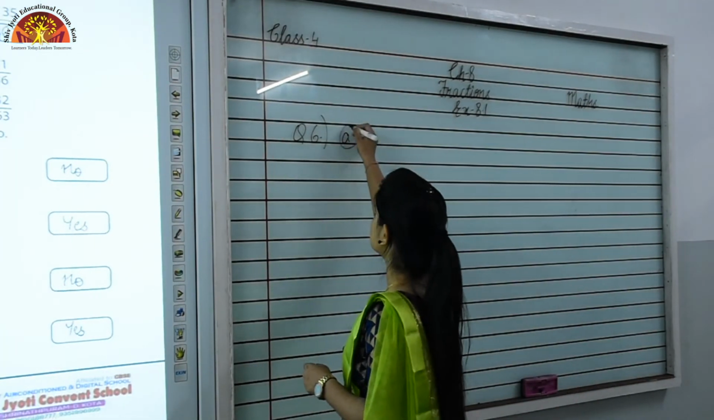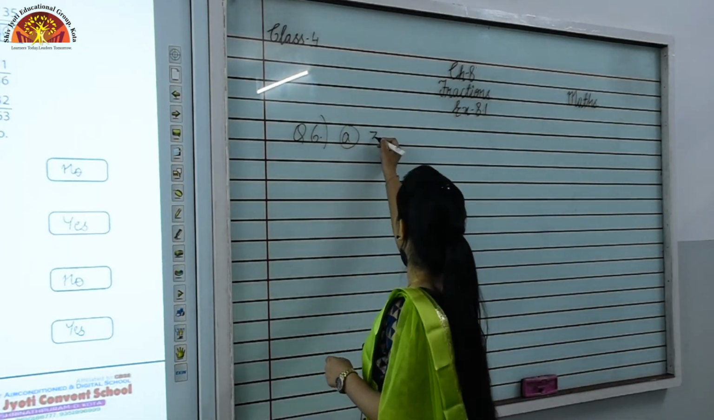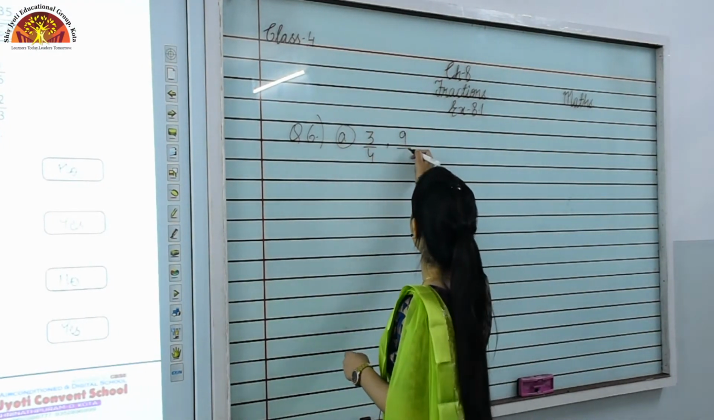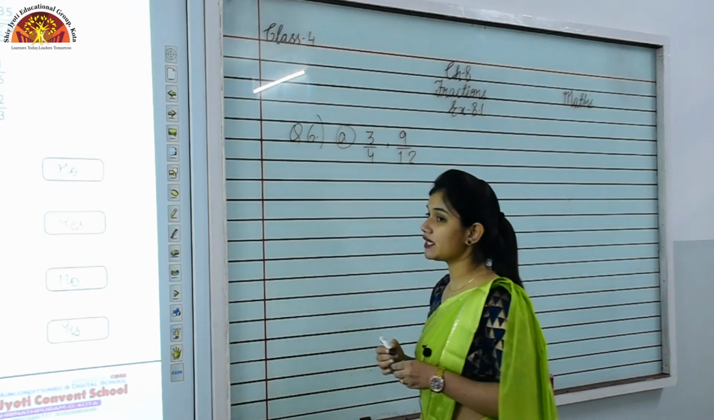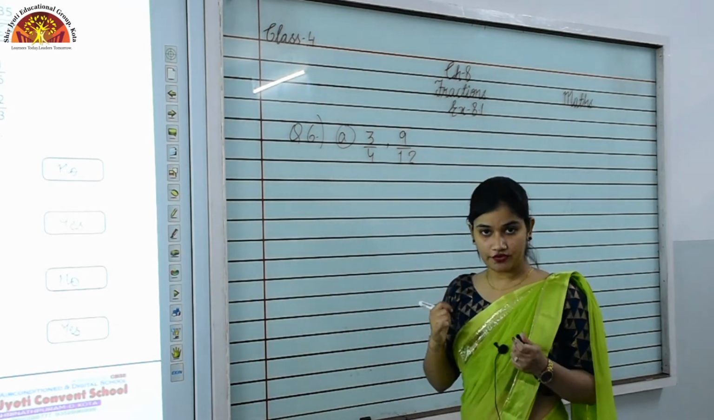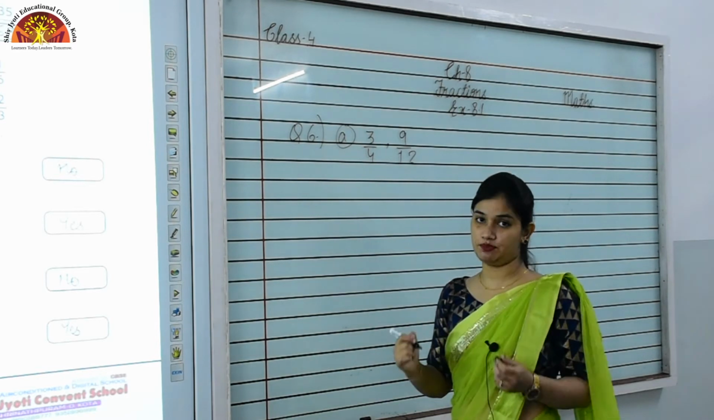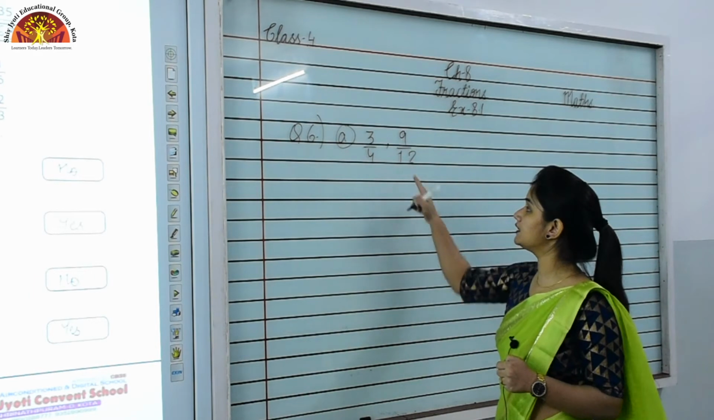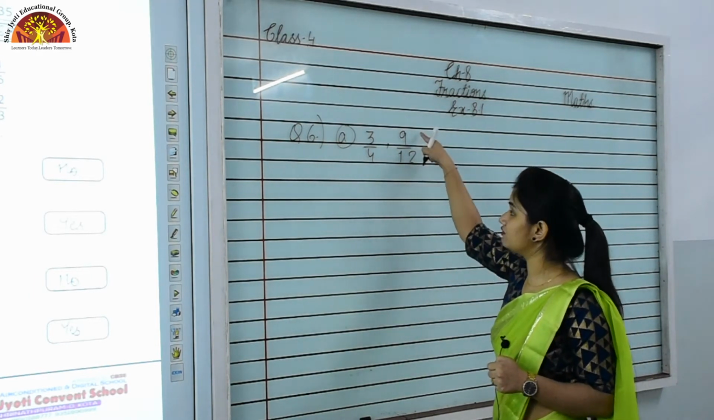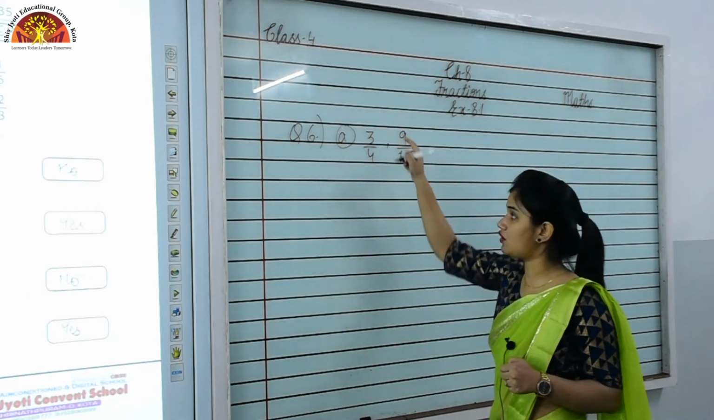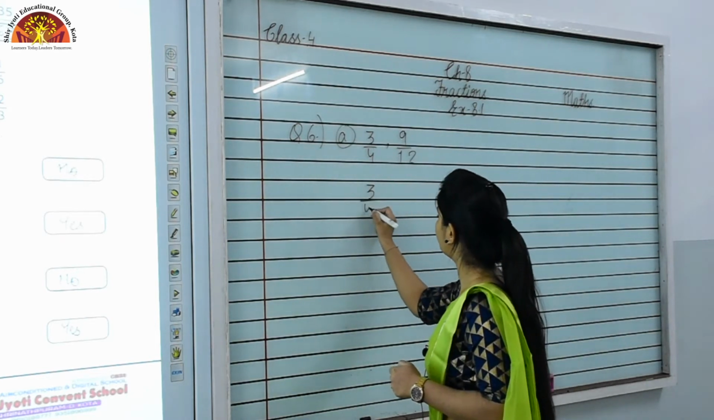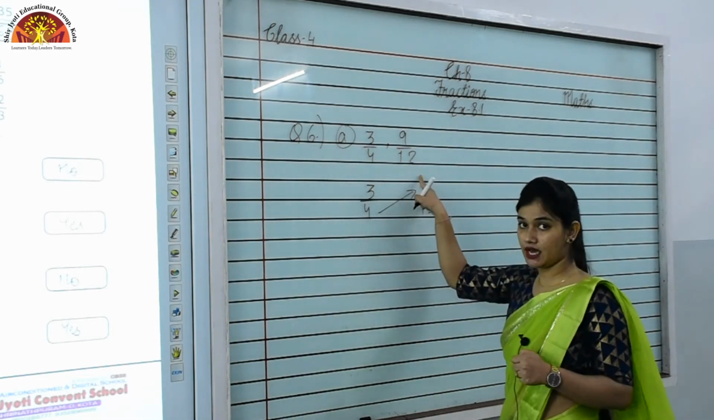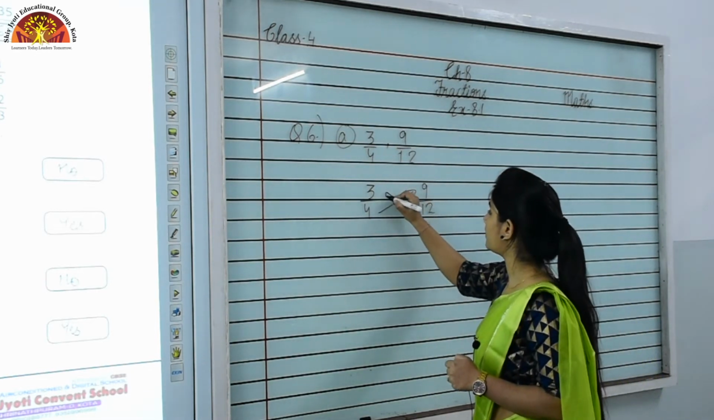A part is 3 upon 4 and the next fraction is 9 upon 12. So students, to check the equivalency of the fractions, you will do cross multiplication. Cross multiplication means you have to multiply the denominator 12 of this fraction by the numerator of the other fraction. 3 upon 4, 9 upon 12. You will multiply this 4 by 9 and you will multiply this 12 by 3.